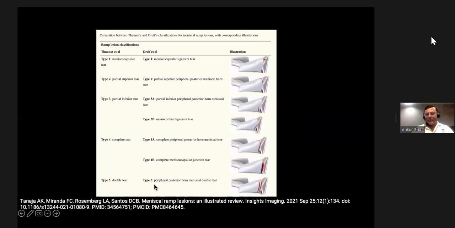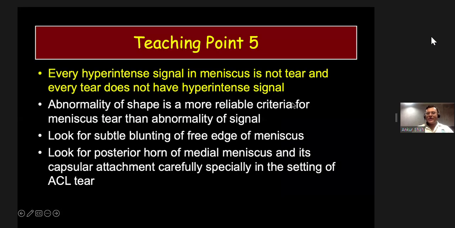There are different types of ramp lesion. I am not going into the detail. You can read it easily in the literature, depending on whether it is a complete or incomplete and what is the location of that tear. But at least remember, we need to look at those posterior part of medial meniscus very carefully, particularly when the ACL is torn.